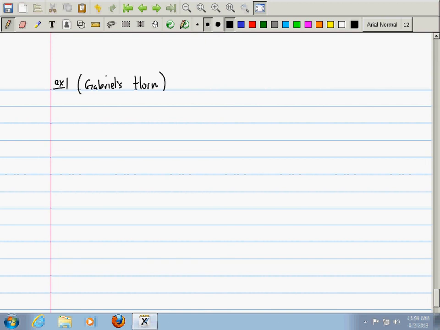But now what I'm going to say is that let's consider a horn that is, to mathematicians, called Gabriel's horn. So specifically, I'm going to take f of x is 1 over x, between x is 1 and infinity. And then I'm going to rotate about the x-axis.